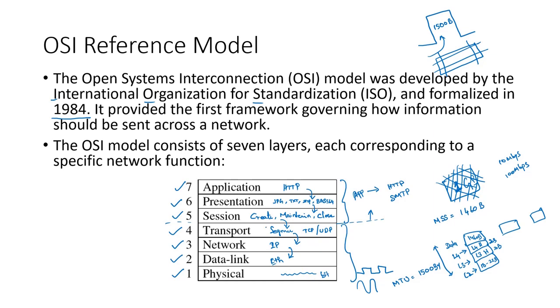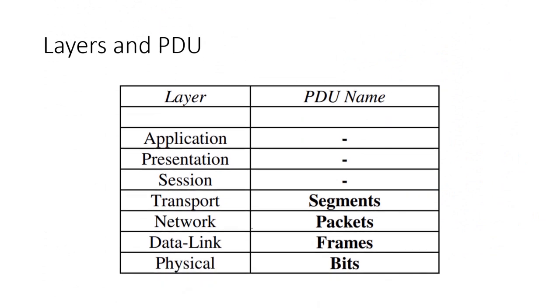Got it? So you see here we have 7 layers, right? We don't have any name for this data unit, which is the protocol data unit, for application, presentation, and session layer. But in transport layer, we call it segments. In network layer, we call it packets, routing packets. Creating segments, TCP segment, UDP segment, like this. Then in data link layer, we call it frames, an Ethernet frame. And in physical layer, it's called bits, a bit stream.